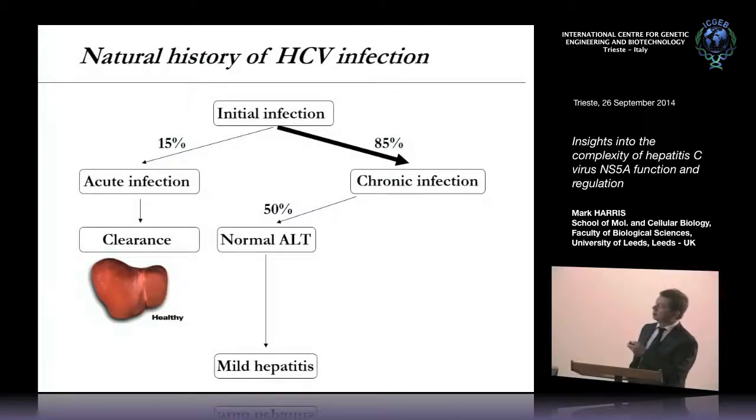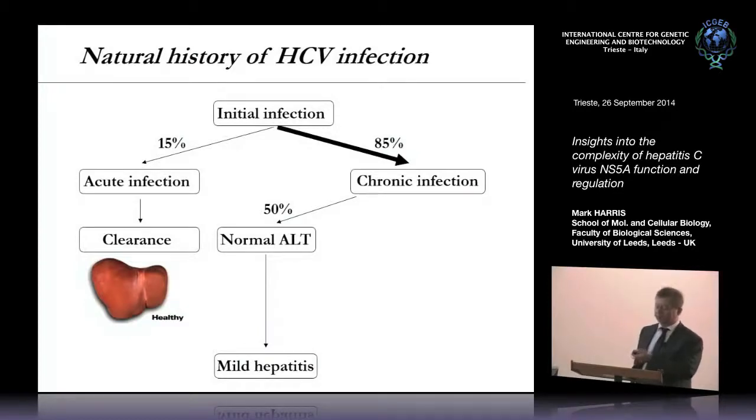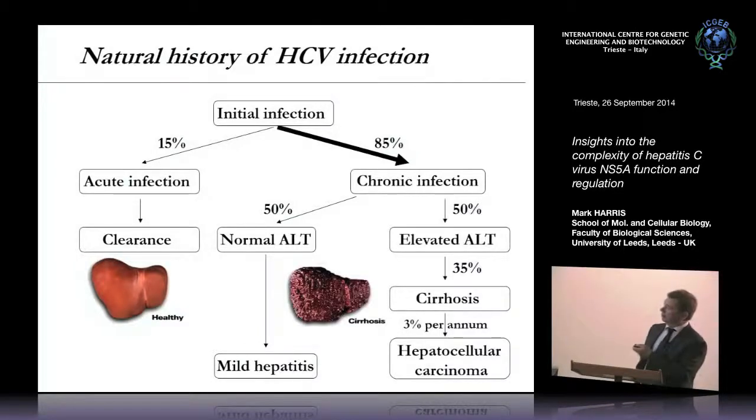In half of those people who become chronically infected, actually, they're quite healthy. They have normal levels of ALT, alanine aminotransferase, which is a liver enzyme released from damaged liver. So if you have normal levels of that in your blood, your liver is pretty healthy. They might have a mild hepatitis. But for the other 50% of people, they have elevated levels of ALT in the blood.